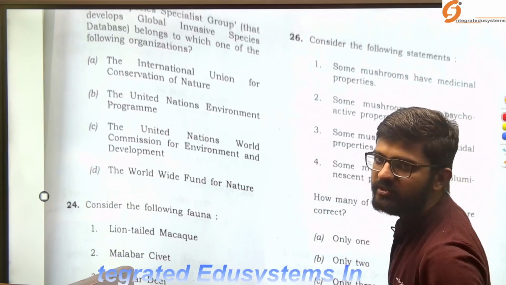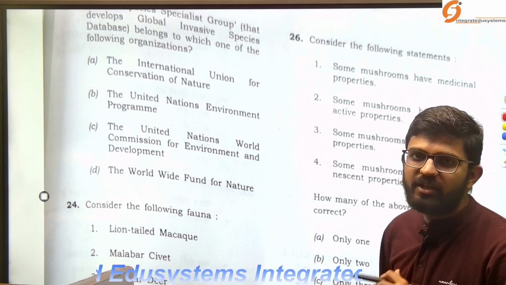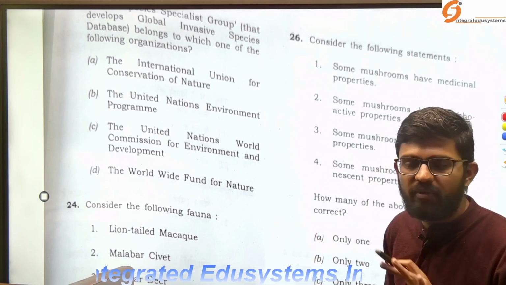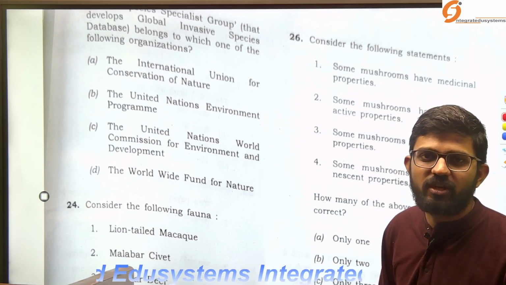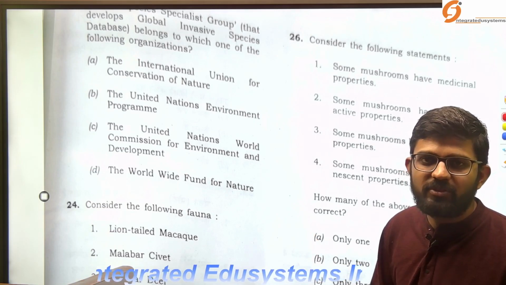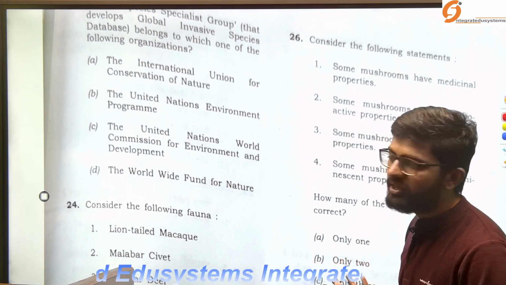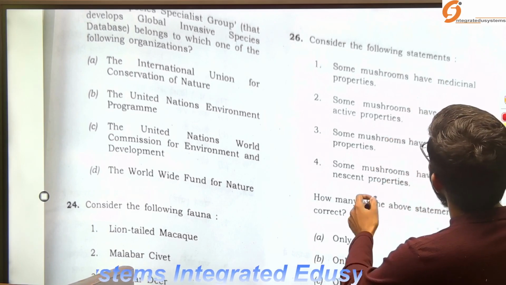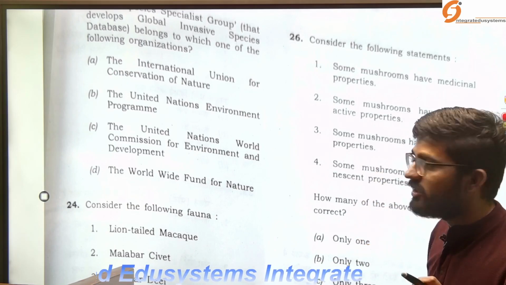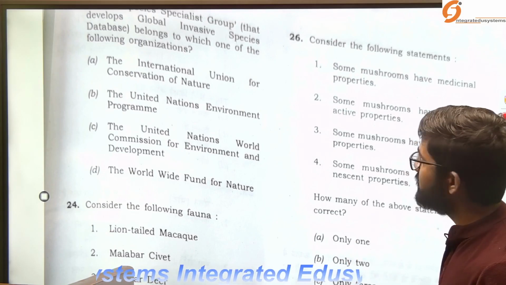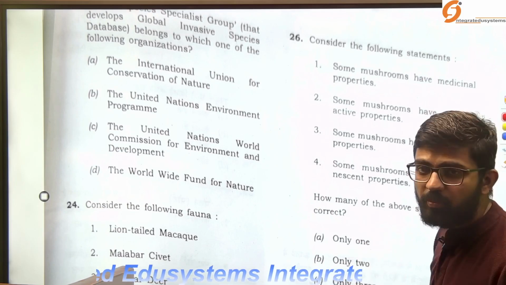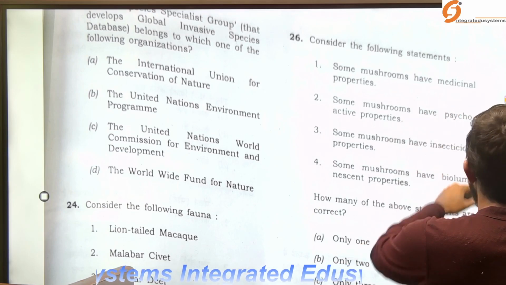See, question number 26. Consider the following statements. It is not something that everyone knows, but one thing definitely everyone knows: there are various species of mushroom, right? There may be some properties. So some do guess or some know. So here the answer is, some mushrooms have medicinal properties, right? Some mushrooms have psychoactive properties, right? Some mushrooms have insecticidal properties, right? Some mushrooms have bioluminescent properties, right? So the answer is all 4.